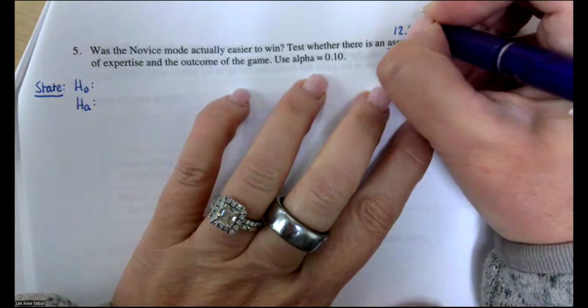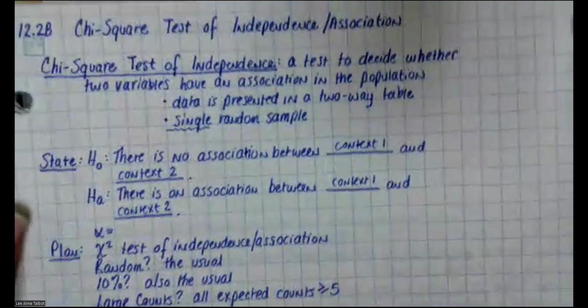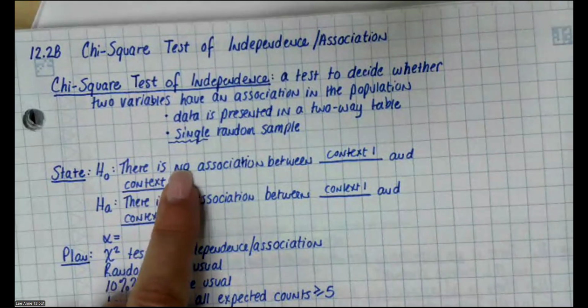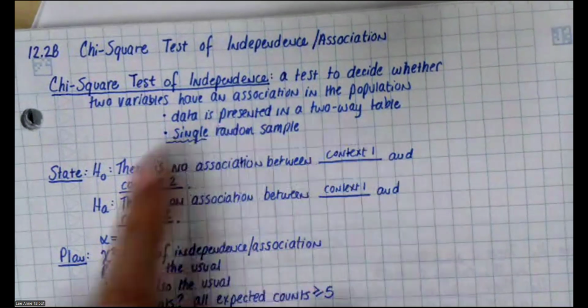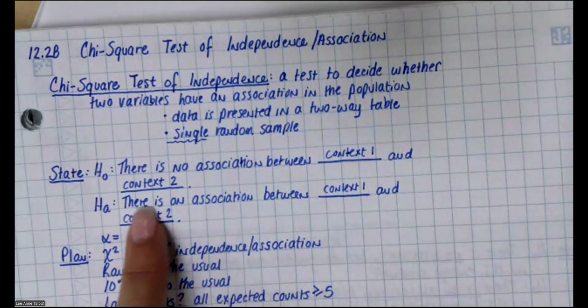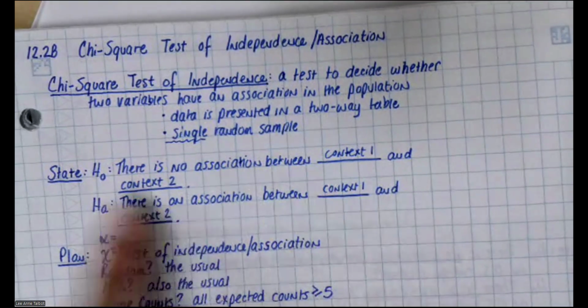Okay, and we're just going to do the whole state and the ha together so that you can get started. And then I'm going to tell you that this is 12.2b notes. Then you're going to finish this problem for homework. Okay, so 12.2b says that for the state, you say there is no association between blank and blank. And for the ha, you say there is an association between blank and blank.